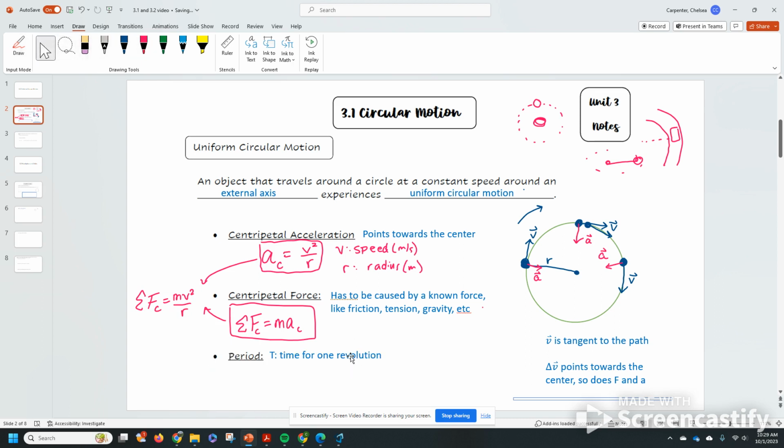All right, and then our last definition is going to be a period. This is a time measurement. It's the time for one revolution. It's a capital T. And the equation that we'll use for capital T is distance. Distance around a circle is the circumference, which is 2 pi r, over the speed.